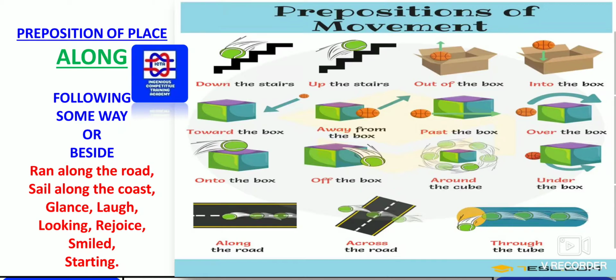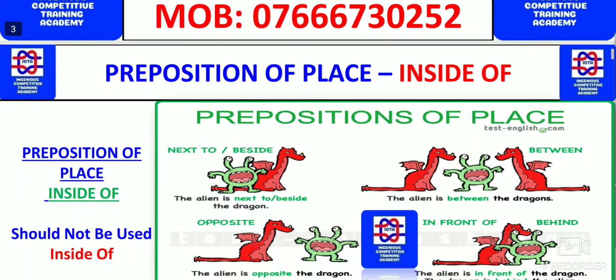So let us see what exactly has been given. Prepositions of movement have also been given: down the stairs, up the stairs, out of the box, into the box, towards the box, away from the box, past the box, over the box, off the box, around the cube, under the cube, along the road, across the road, through the tube. So these are the few prepositions we are rewinding for your benefit and for your revision.